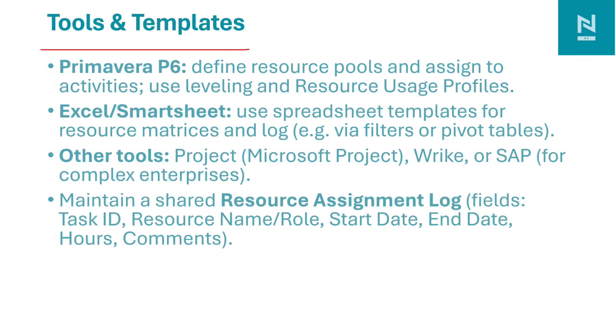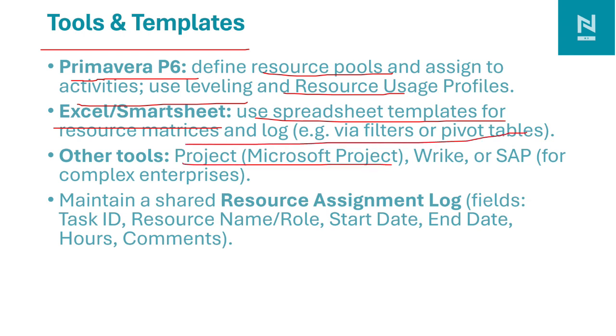Resource allocation software such as Primavera P6 can be used to find the resource pool, assign the resource to the activities, use resource leveling, use resource profile, and also produce the monthly resource profile and track the planned versus actual work done in the project. Another one is Excel and Smartsheet. We can use an Excel template for the resource matrix and filter it based on the requirement, which resource is working on which project, or how much resource we need in the project, or whether the resource is over-allocated or not. We can find that out from the Excel sheet also.